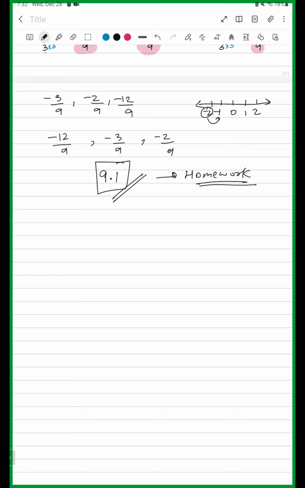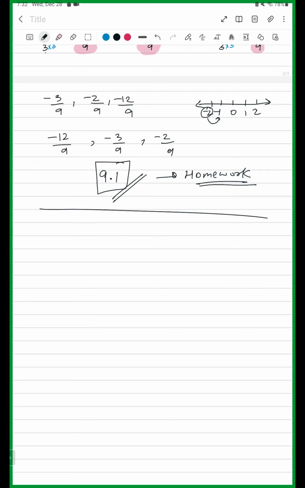I didn't understand the sixth question and the eighth question. Sixth, okay. But the eighth one is, you have to tell which one is bigger, and you have to either put the greater than sign, the less than sign, or the equal to sign. First, you have to make the LCM same. Yes, exactly. Whenever you're comparing two fractions, you have to make sure that the denominator is the same.